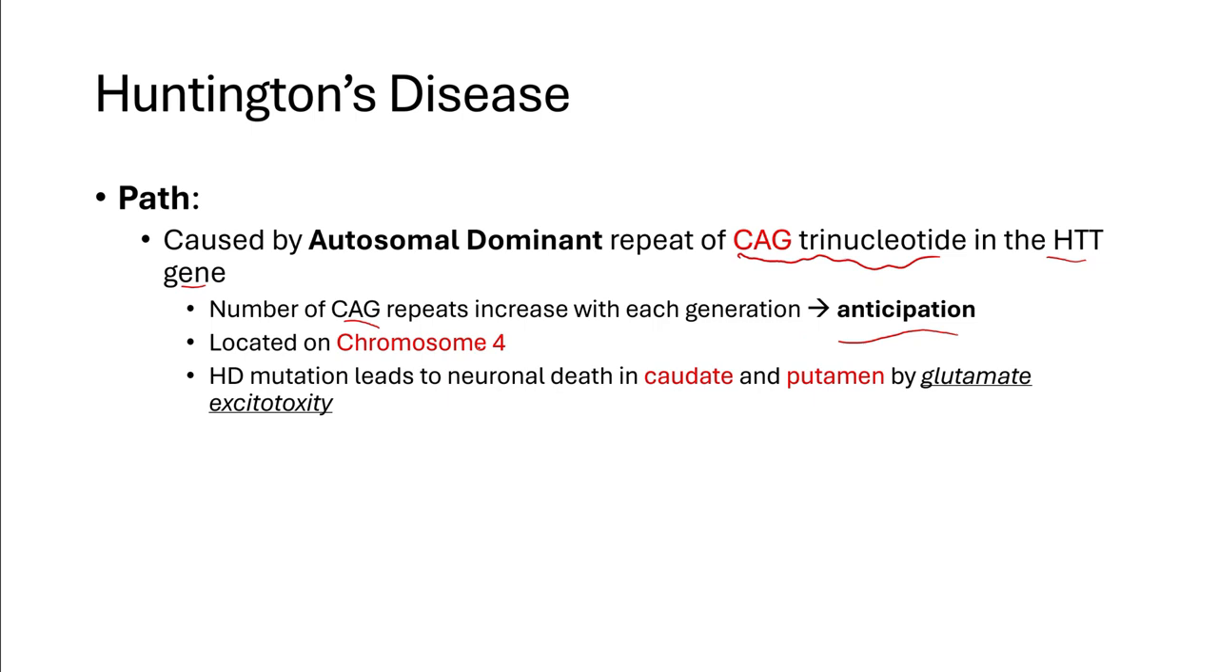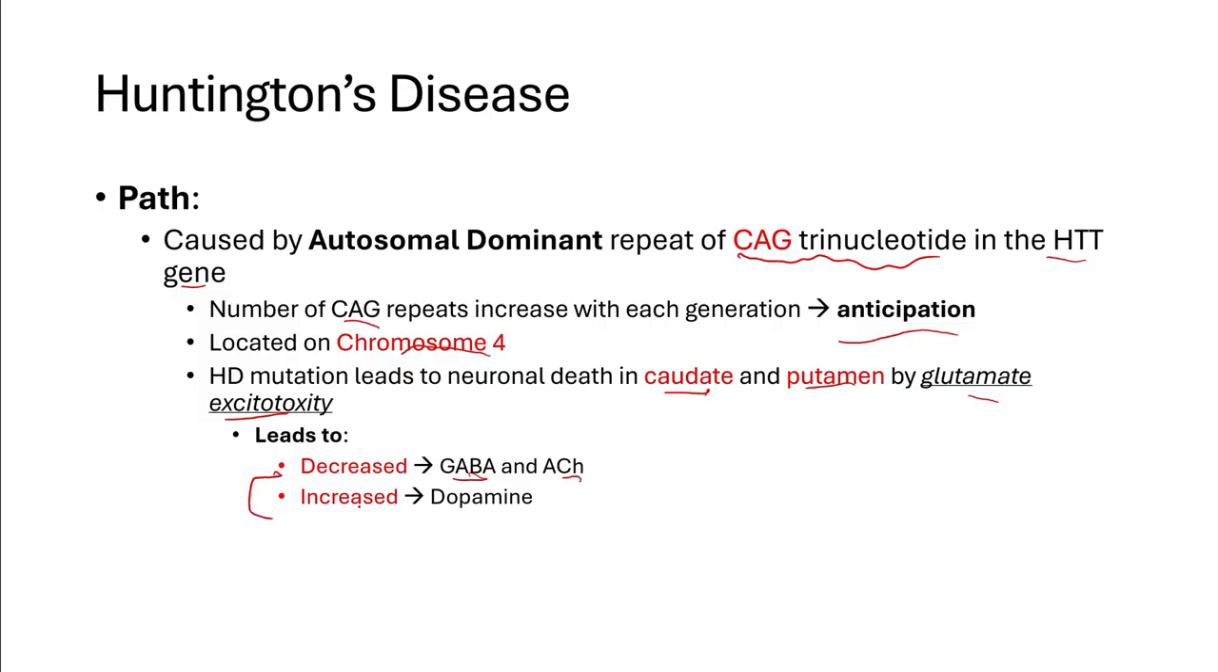This is classically associated with chromosome 4, and what is typically affected in Huntington's disease will be the death of the caudate and the putamen. And this is typically done by something known as glutamate excitotoxicity, just overactivation of these two nuclei will actually lead to their death. And this leads to changes in neurotransmitters. So classically, we have a decrease in two, GABA and acetylcholine, but we also have an increase in dopamine.